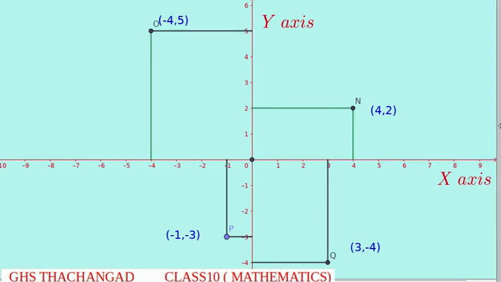Along the x-axis, right is positive and left is negative. Along the y-axis, upward is positive and downward is negative. Okay, then you study how to mark a point on a plane.